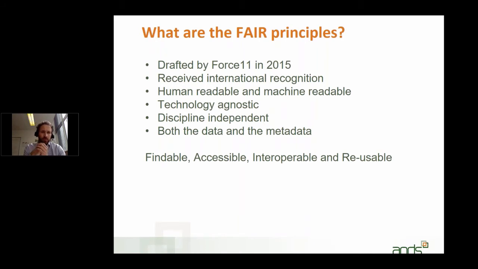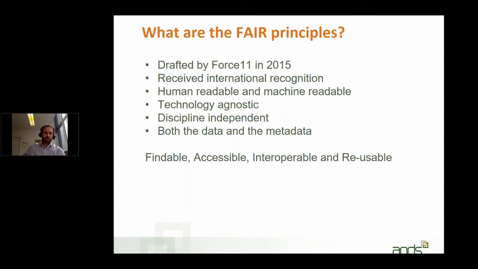As you probably have noticed by now, FAIR is an acronym, and it stands for findable, accessible, interoperable, and reusable. The R, reusable, is the one that sometimes results in a bit of confusion. People think that it's actually reproducible, but it's actually reusable. It's a broader concept, so just keep that in mind.